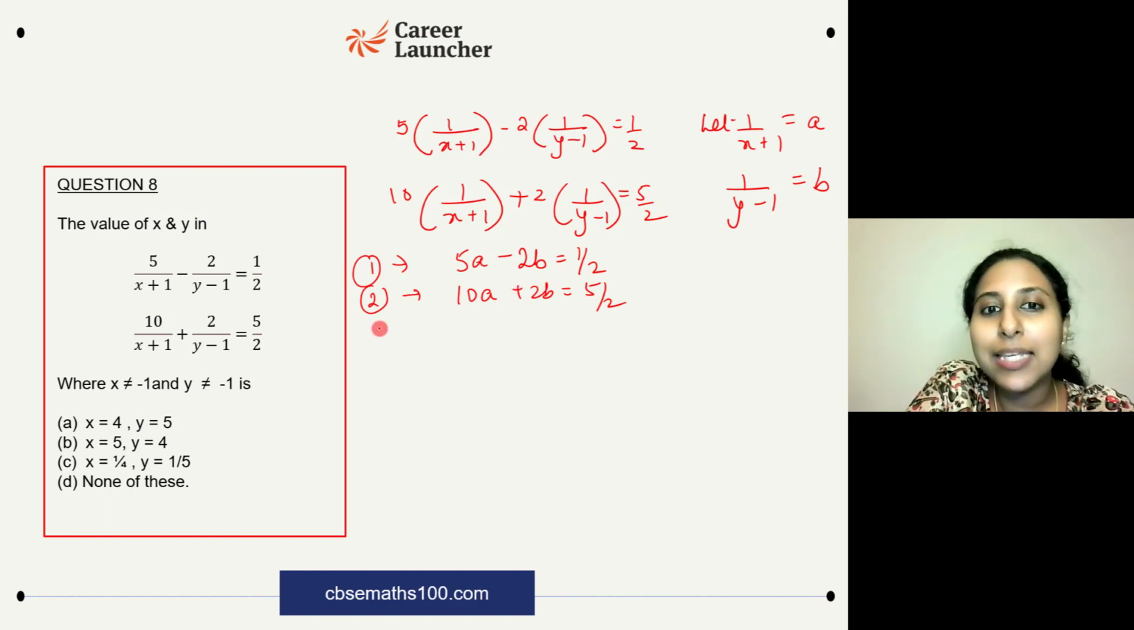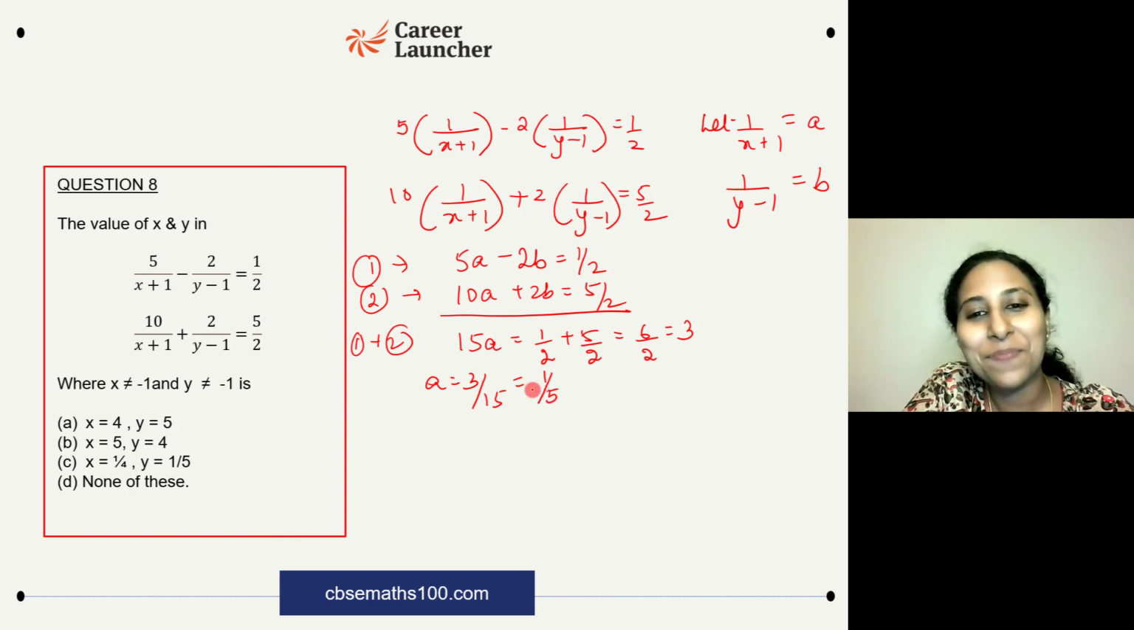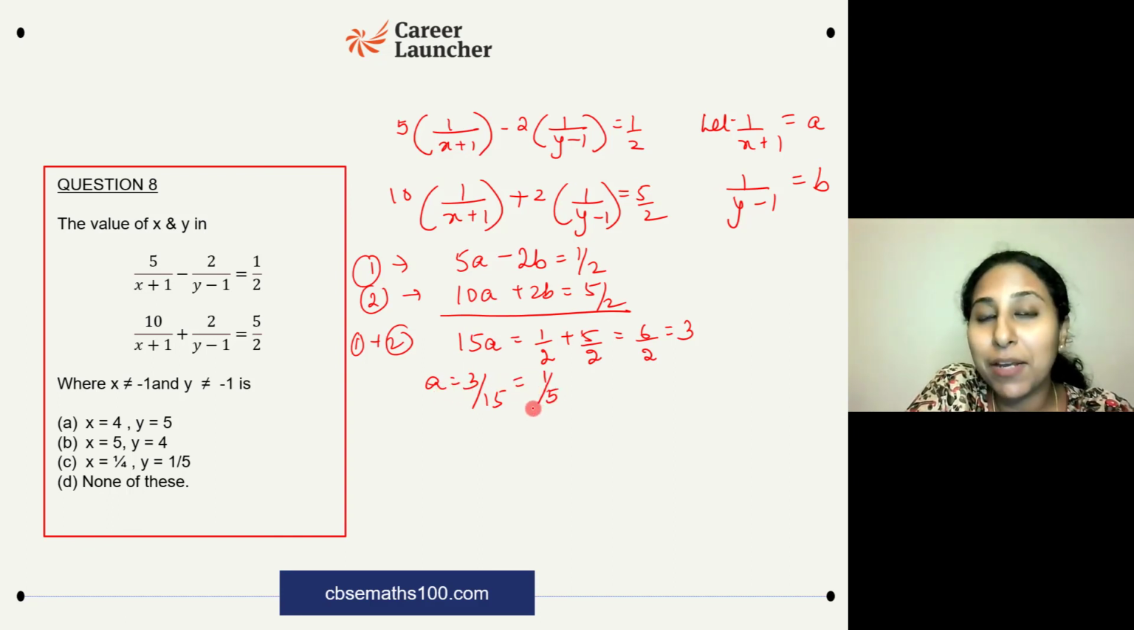We are going to add these two equations. When we add them both up, look what happens here. This is going to get eliminated. You're having 15a is equal to 1 by 2 plus 5 by 2, which is the same as 6 by 2 or 3. A is equal to 3 by 15, which is the same as 1 by 5. So the value of a is 1 by 5.